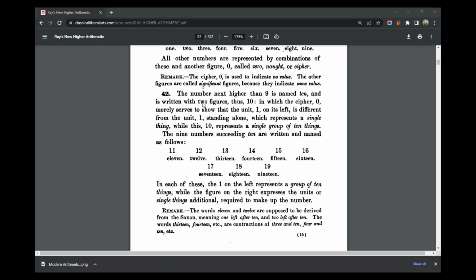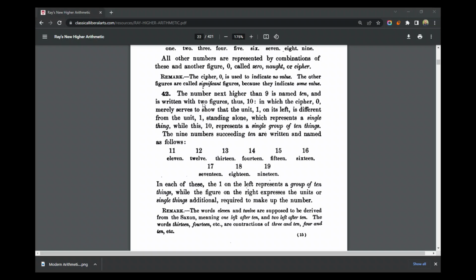The 9 numbers succeeding the number 10 are written and named as follows. And we see that each of these numbers is written with a 1 in the tens place, followed by increasing numbers in the units place. The number 11 has a 1 in the tens place and a 1 in the units place. The number 12 has a 1 in the tens place and 2 in the units place. And it goes on like that through 19, where we see 1 in the tens place and 9 in the units place, 11 through 19.